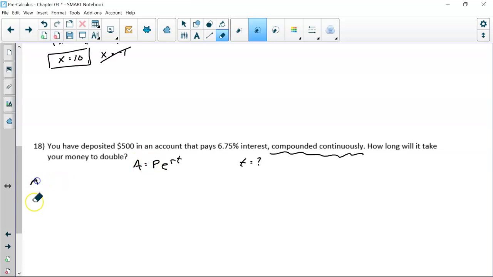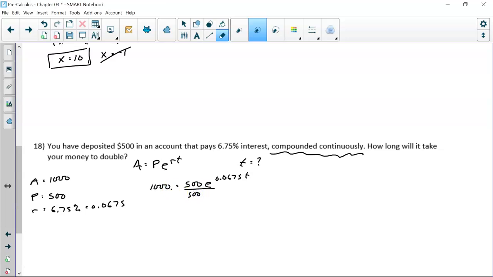So A is our amount in the account. P is our principal, the initial amount. That's 500. The rate, 6.75%, is 0.0675. Now we want to double our money. If we're doubling our initial investment, that's going to be $1,000. 1,000 equals 500 times e to the 0.0675t.